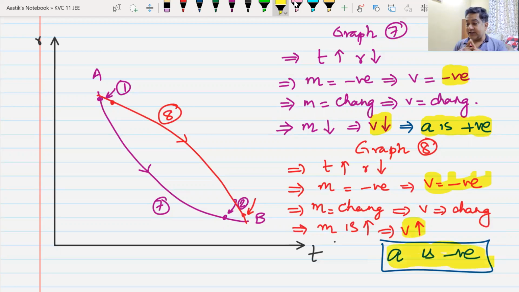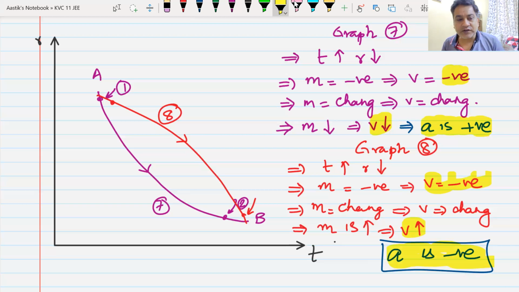So these are the things that you must remember about the graph. The slope of the position-time graph gives us velocity. If the slope is constant, velocity is constant. If the slope is positive, velocity is positive. If velocity is constant, acceleration is 0. If velocity is increasing, acceleration is in the same direction. If velocity is decreasing, acceleration is in the opposite direction.